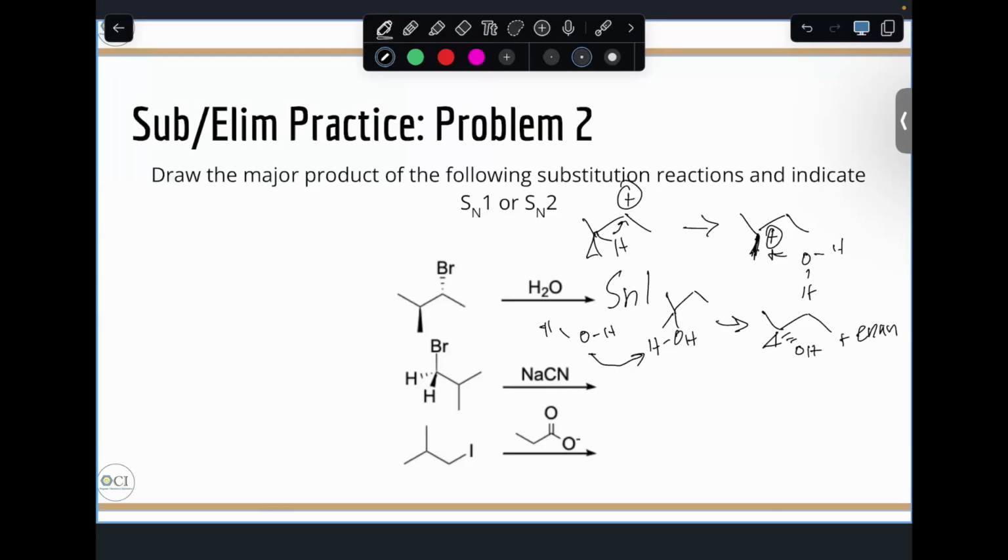All right, moving on. CN minus, SN1 or SN2? Yes. Very strong nucleophile. So that will form this as our product.